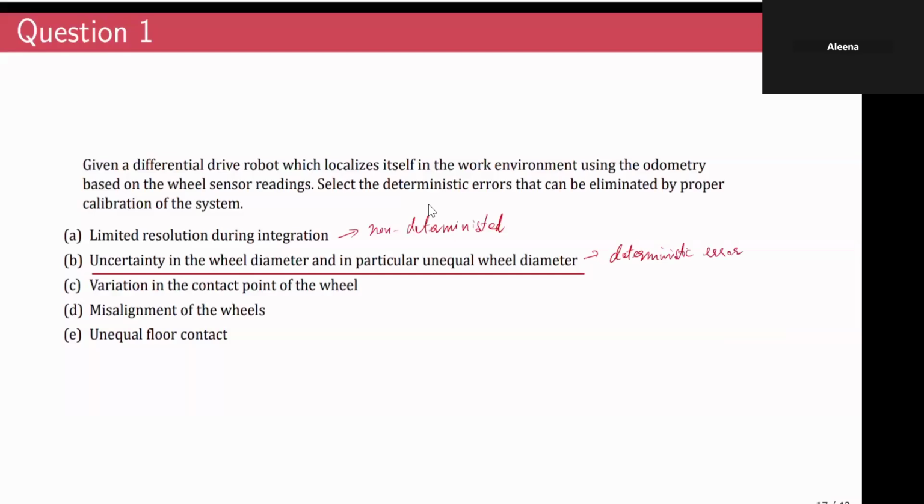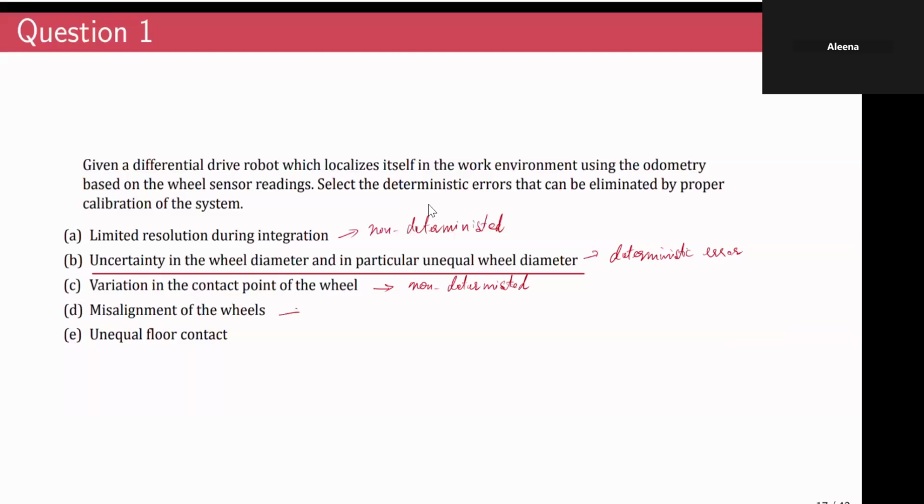And what about the variation in contact point of the wheel? This is also a non-deterministic error, because the contact point of the wheel relies on the robot itself and the environment. We cannot fully control the environment, and we can only have limited control over our robot. So that makes option C a non-deterministic error.